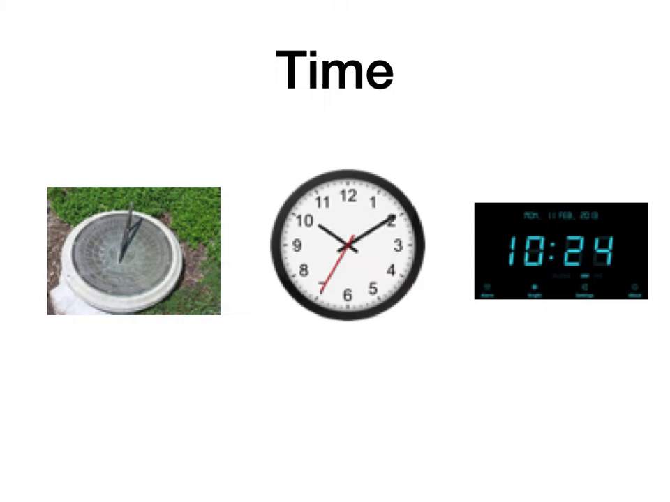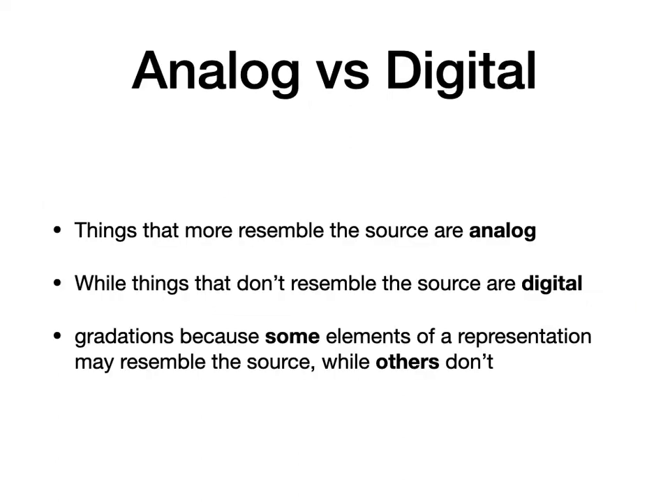Those things are really fascinating because they use all the insane dynamics of the sun and shadow and orientation of the planet and the orbit of the Earth and rotation of the Earth. It's all captured in this little thing. It's very integrated with its world. It is the most analog that we can get in terms of representing time in the physical world. So, things that more resemble the source are analog, while things that don't resemble the source almost at all are digital.